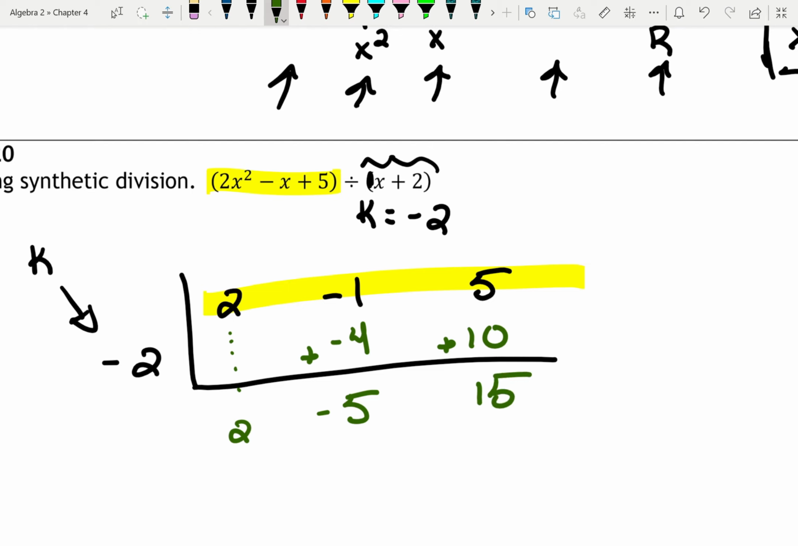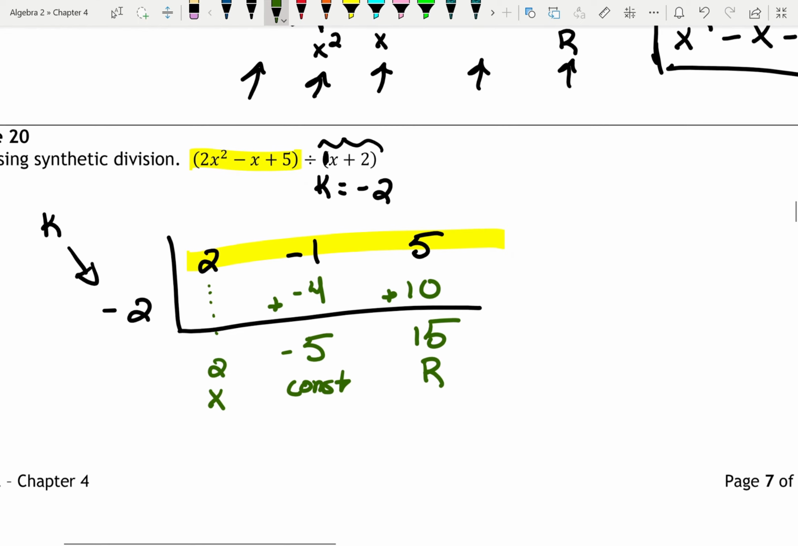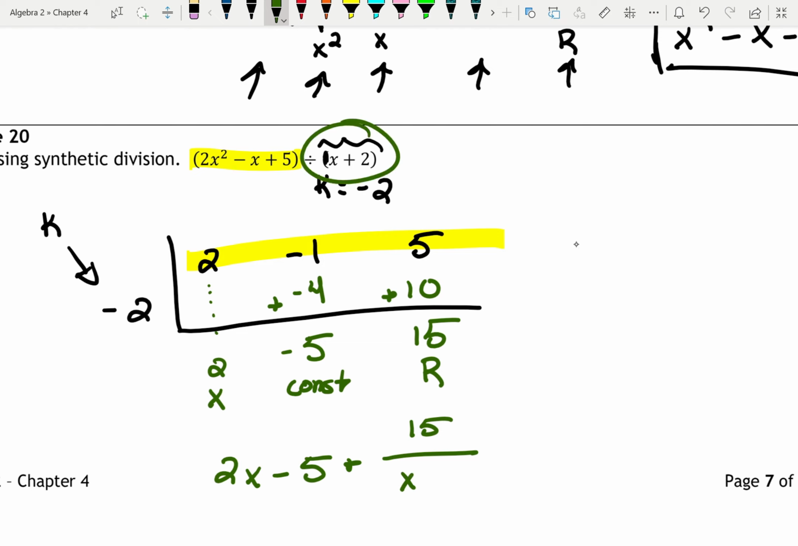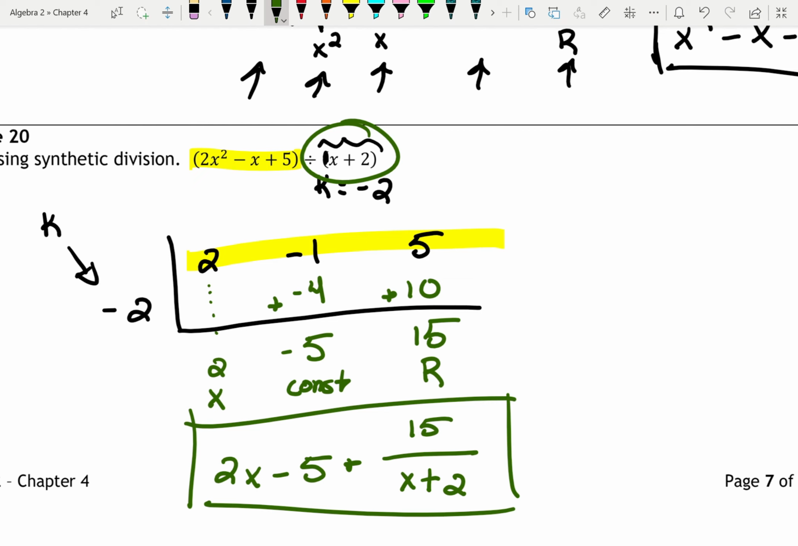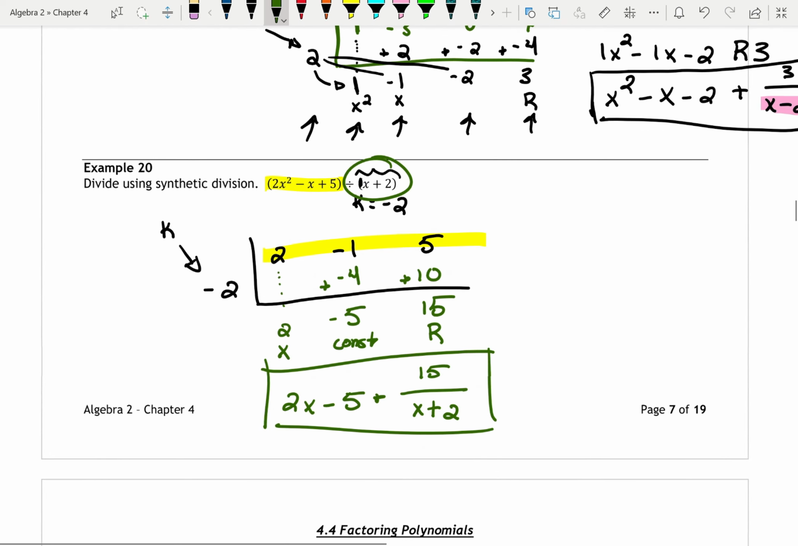And then you count back up. This is your remainder. Then this is your constant. And then you'll have your linear, your plain old x. And that's it. We've used all of our terms now. So our answer is going to be 2x minus 5 with a remainder of 15. And we'll go ahead and put it in the fraction: 15 over x plus 2. And there we go. That's number 20. So that's the synthetic division, the second problem with that.